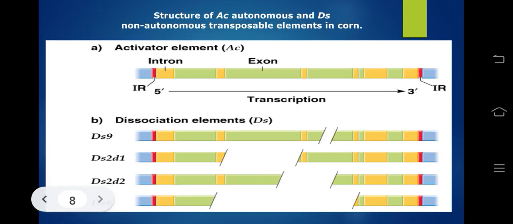Structure of Ac autonomous and Ds non-autonomous transposable elements in corn. Activated element, intron, exon, and transcription will be happening. Then dissociation elements are shown.